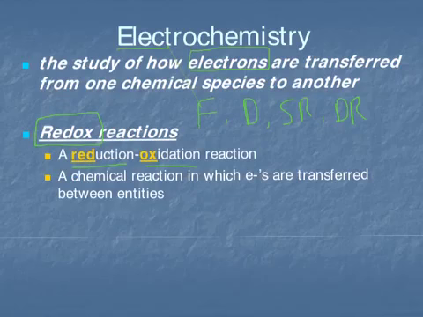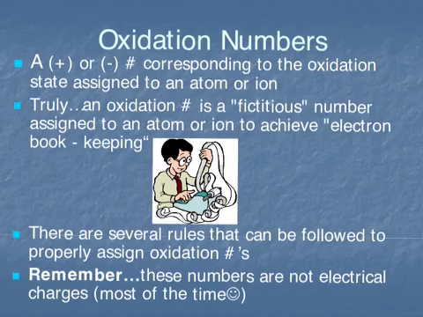And again, a redox reaction is a chemical reaction in which electrons are transferred from one chemical to another. There will always be one chemical receiving an electron, and there will always be one chemical donating electrons. The first important concept in electrochemistry is the concept of oxidation numbers, or ON.